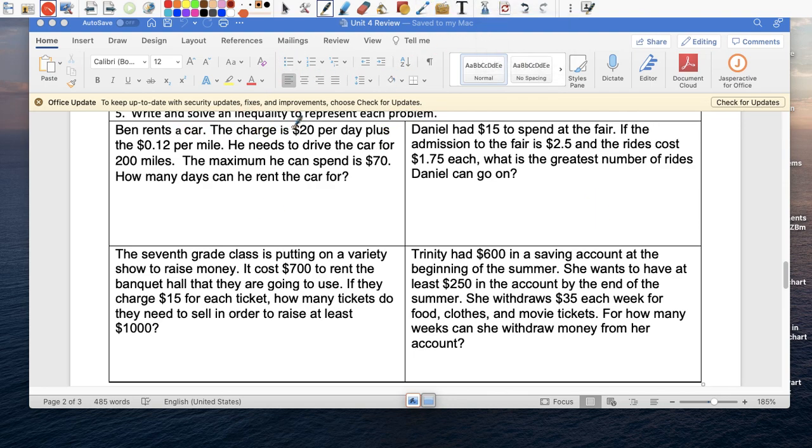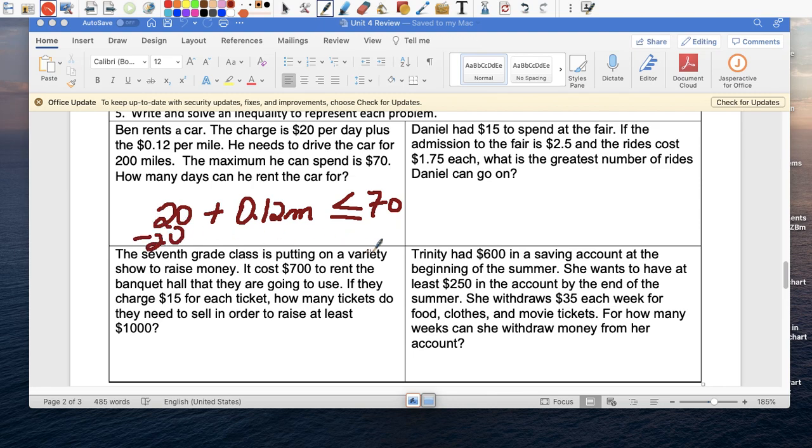Ben rents a car that charges $20 per day plus 12 cents per mile. Well, $20 just to get the car. And then on top of that, I'll pay 12 cents per mile driven. The maximum he can spend is 70. So however many miles I drive, the cost of it plus the car rental has to be less than 70 or even equal to 70. How many miles can I drive?